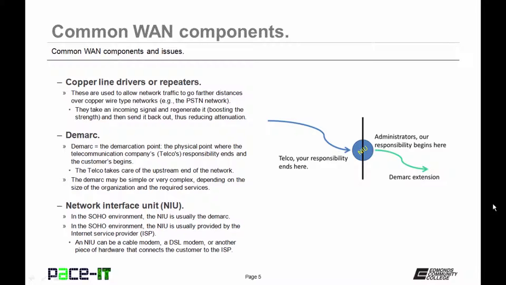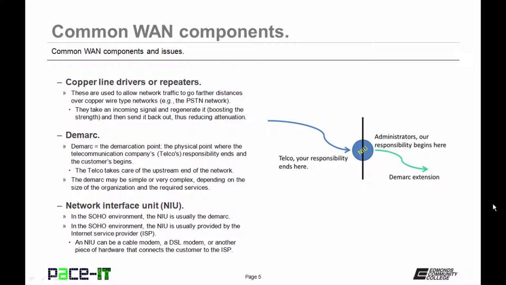Common to all WANs is the DMARC. DMARC stands for the demarcation point. This is the physical point where the telecommunication company's responsibility ends and the customer's begins. The telco takes care of the upstream end of the network, and the customer takes care of the downstream end of the network. The DMARC may be simple or it may be very complex, depending upon the size of the organization and the required services.